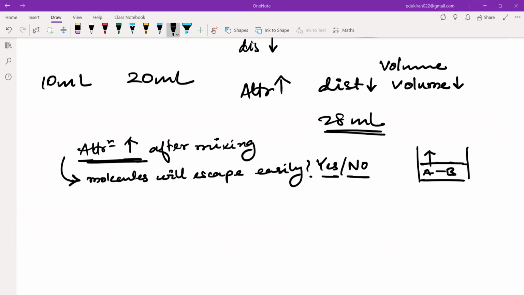हाँ बोलिए बोलिए। श्राव्या, सैफ, सईदा, रुफिया, आप लोग है ही नहीं क्या क्लास में? कैन यू गाइस आंसर? अब्दुल रहमान, टेल मी, the molecules will escape easily, yes or no? Yes, Saf, tell me. I can't hear you, Saf.